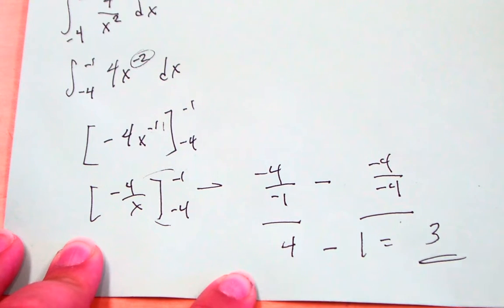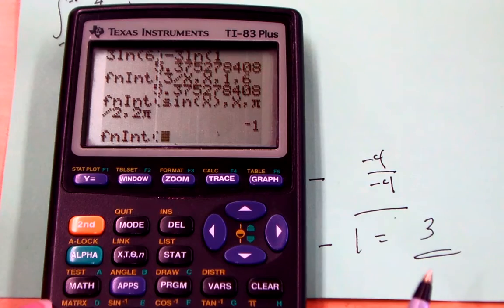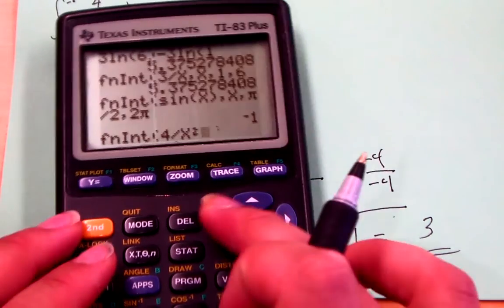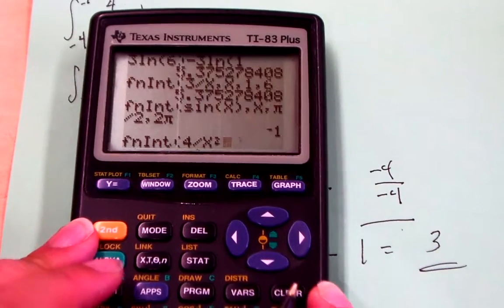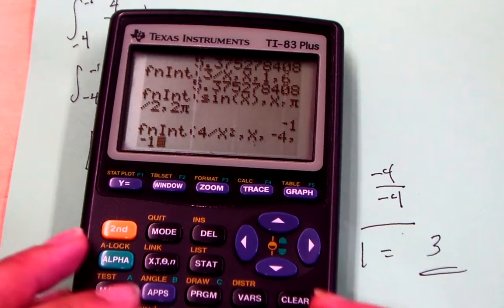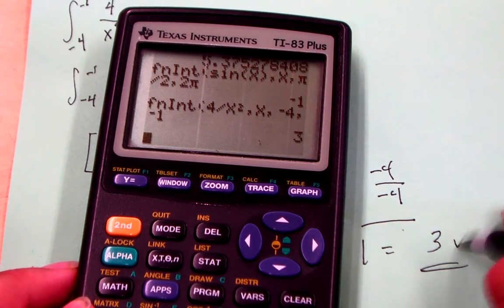So let me check that value. Math 9: 4 over x squared with respect to x, from negative 4 to negative 1, should be 3. Enjoy.